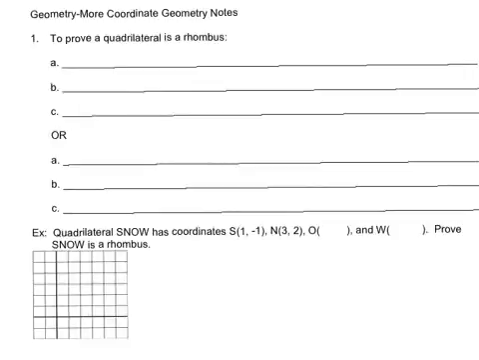In this lesson, we're going to talk about how to use coordinate geometry to prove a quadrilateral is a rhombus, a square, and a trapezoid. So we're going to start with the rhombus. And just like when I talked about the rectangle yesterday, there is an efficient way to show that a quadrilateral is a rhombus. Remember, a rhombus has all four sides the same length. So the most efficient way to do this is to just find the length of all four sides.